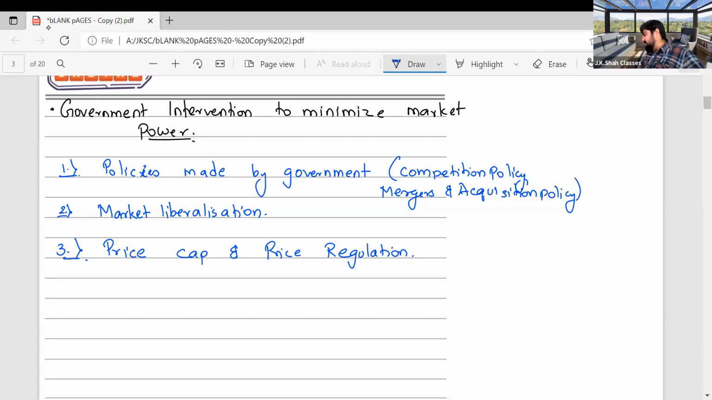Yes, Ronak, it doesn't matter whether it is government or private. Yes, Sai, that's true. Price cap and price regulation. What do you mean by price cap? It is maximum price. So how much maximum price should be kept for a particular product or for a particular service? That will be decided by the government. So that is called as price cap.